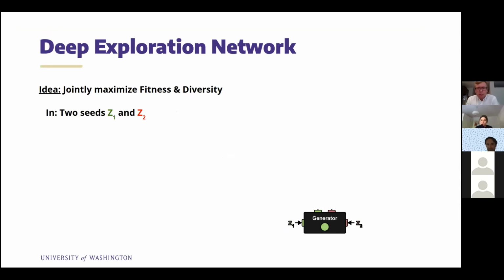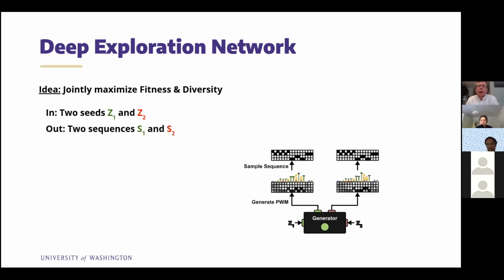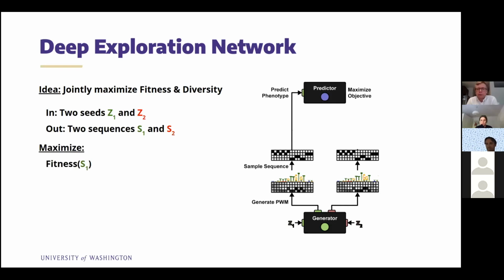So the basic idea is to rely on backpropagation to jointly maximize both the predicted fitness and the expected diversity of this generator based on Monte Carlo samples. The trick is to independently sample 2 generator seeds that we feed into the generator separately. As a result, it returns 2 independent generated sequence samples from its model distribution. We can take one of these sequence samples and feed it to our fitness predictor in order to train the generator to produce maximally fit sequences.